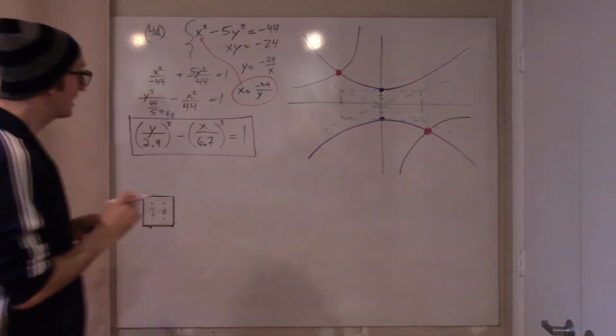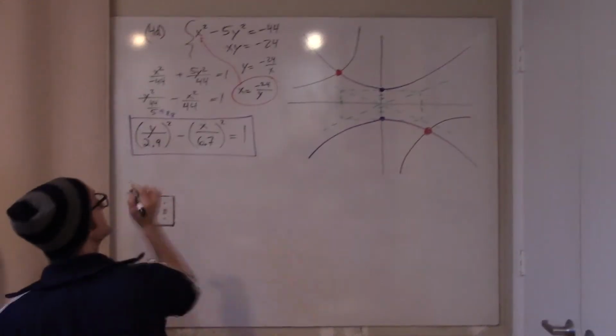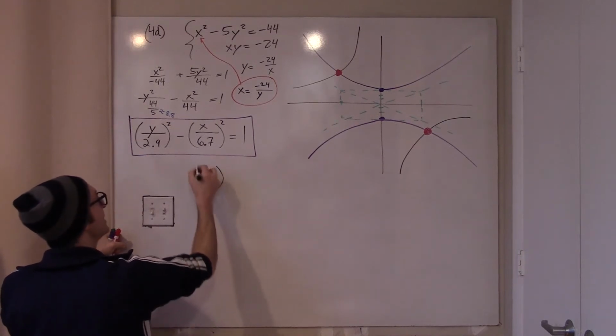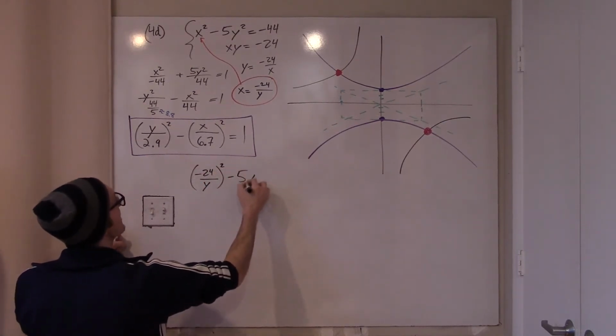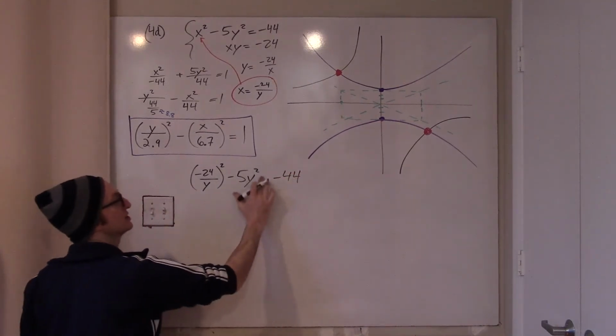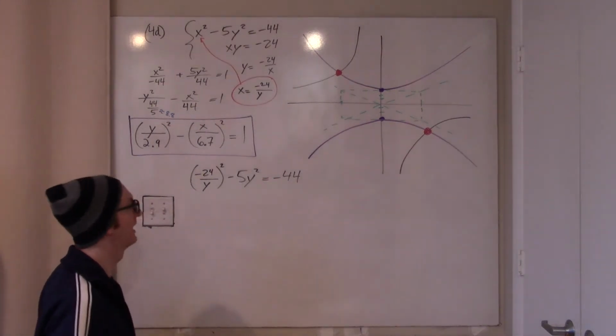The goal in solving any system of equations is to do something so that it's reduced down to just a single equation and a single variable. So some kind of substitution method usually will work, and this is the one I'm choosing. So what does that mean? It means this entire equation becomes negative 24 over y, quantity squared, minus 5y squared equals negative 44. And now, indeed, this is just algebra 1. This is just a really, really hard algebra 1 problem.